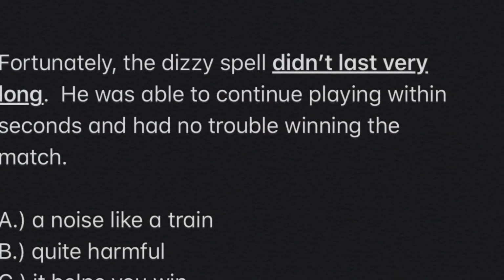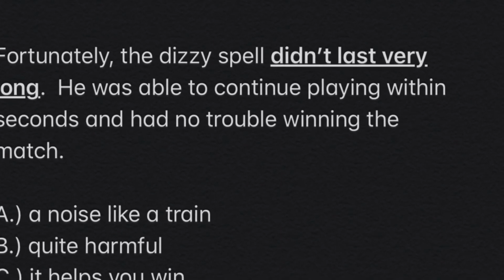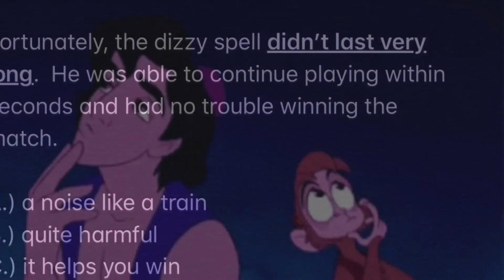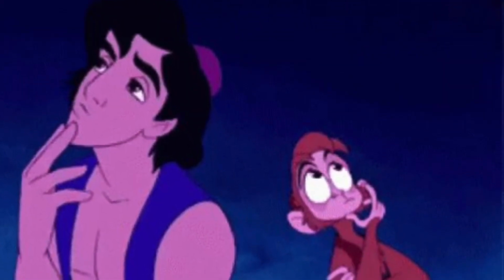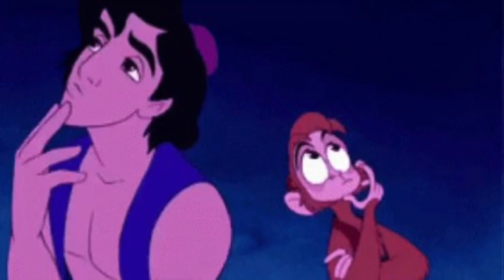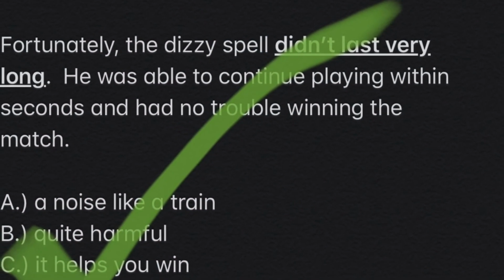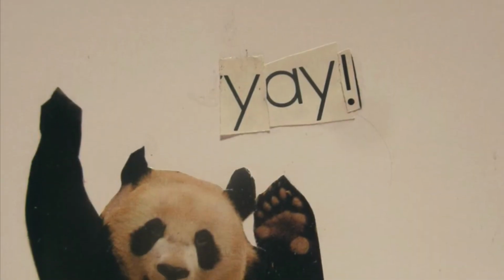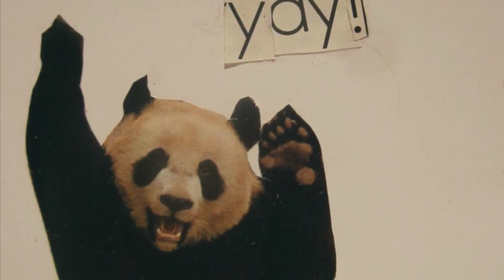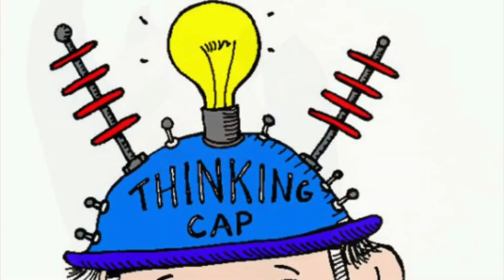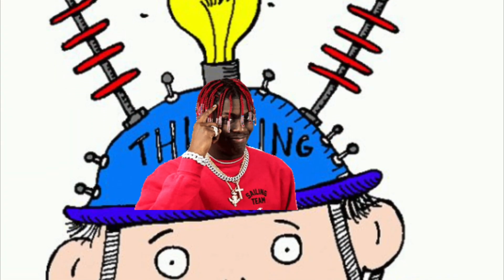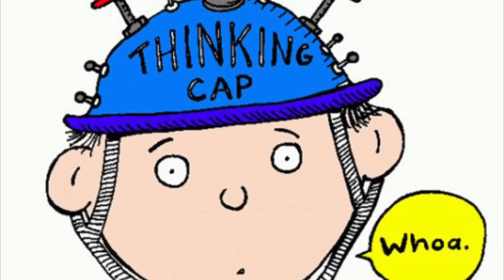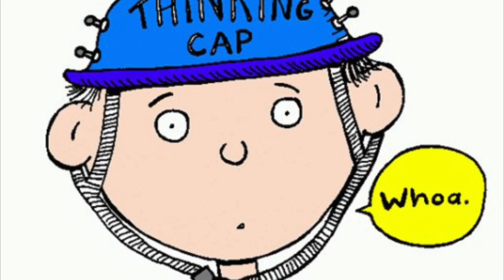Fortunately, the dizzy spell didn't last very long. He was able to continue playing within seconds and had no trouble winning the match. What do you think? I think that sounds pretty good. I think it fits the context beautifully, and I think we have our meaning, friends. Transient means doesn't last very long. See how easy that was? You just have to really think through it and replace that word with the meanings you're given, put it into context, and see if it makes sense.